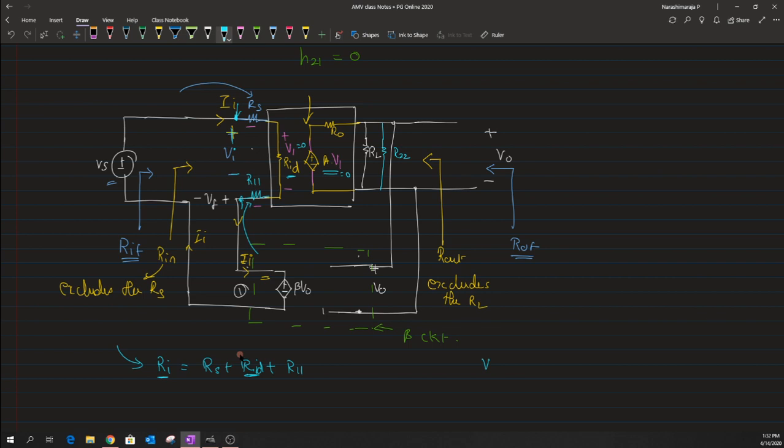So having a voltage source being 0 can be represented by a short circuit. Which means that the R naught that we have here will be shorted. That is what I try to mean here.